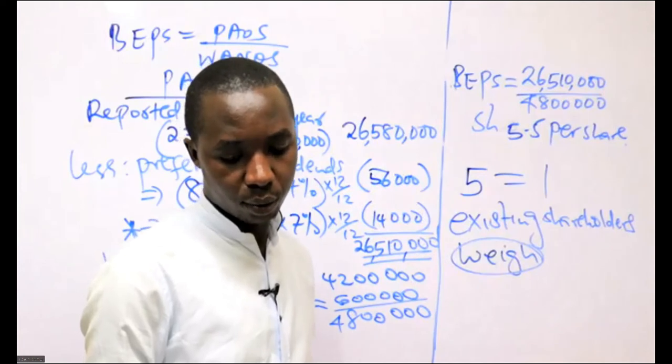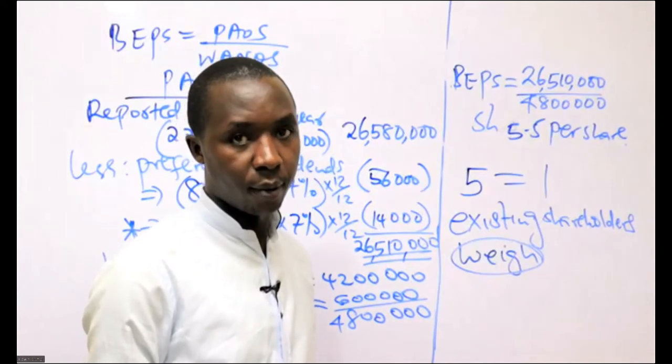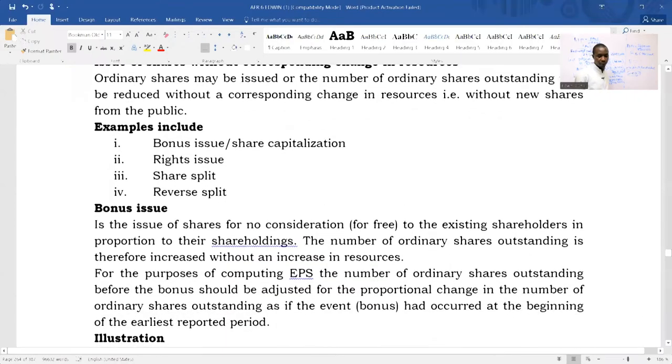When doing the one-offs, we say that a bonus issue is the issue of shares for no consideration, for free, to the existing shareholders in proportion to their shareholdings. So the number of ordinary shares outstanding is therefore increased without an increase in resources. Our capital account increases without an increase in the cash account.